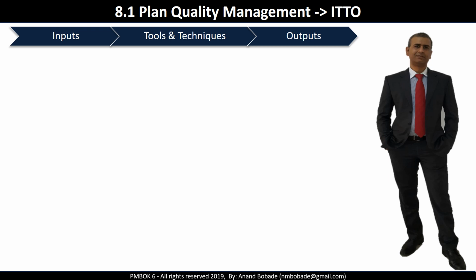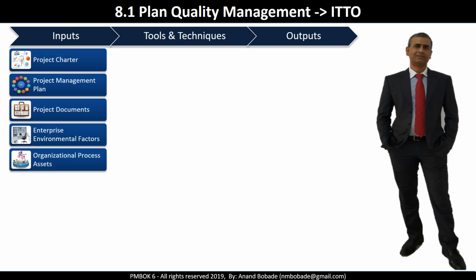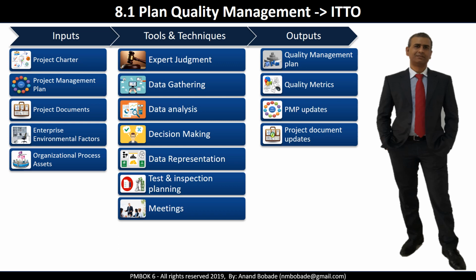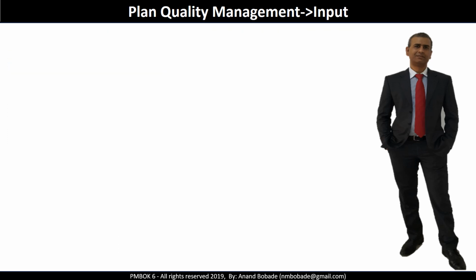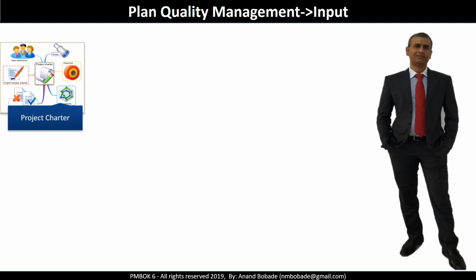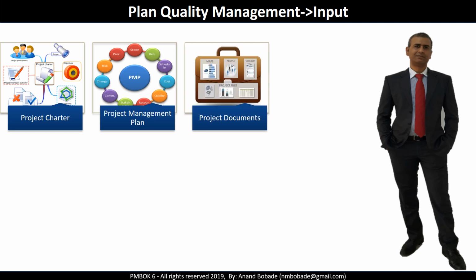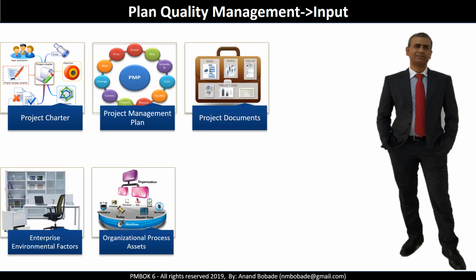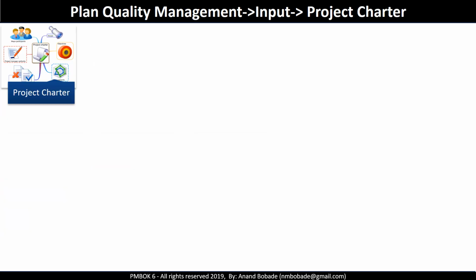Plan quality management process has 6 inputs, 7 tools and techniques, and 5 outputs. Let's look into them in detail. Plan quality management inputs are project charter, project management plan, project documents, enterprise environmental factors, organizational process assets.